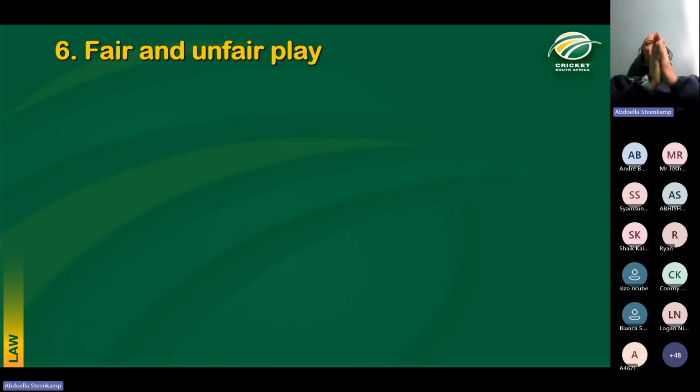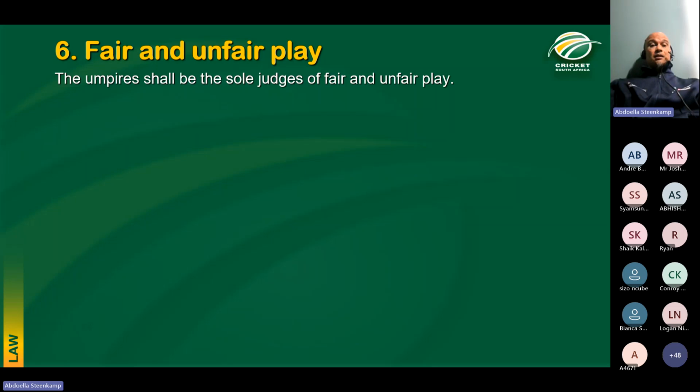When it comes to fair and unfair play, who do you think are the judges of what is fair and what is unfair play? Is it the captains, coaches, players? Let's have a look at what the law says. The law tells us that umpires are the sole judges of fair and unfair play. Why? Umpires are supposed to be impartial.